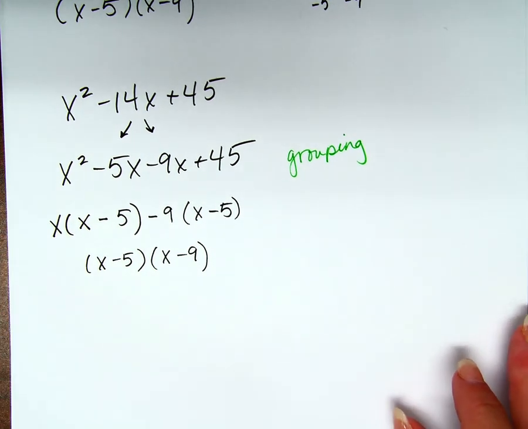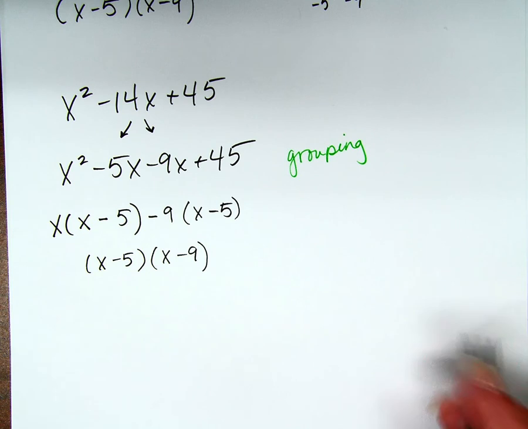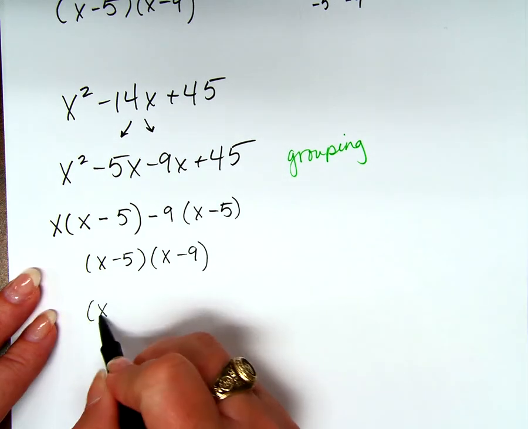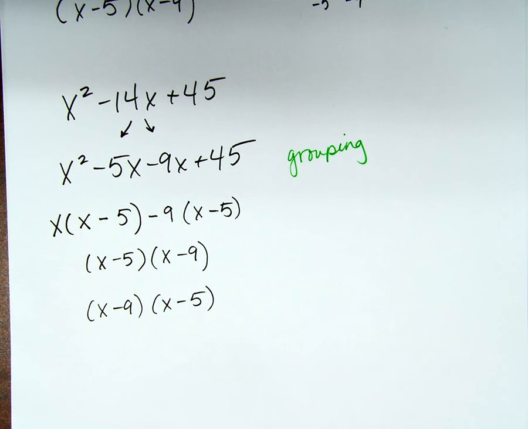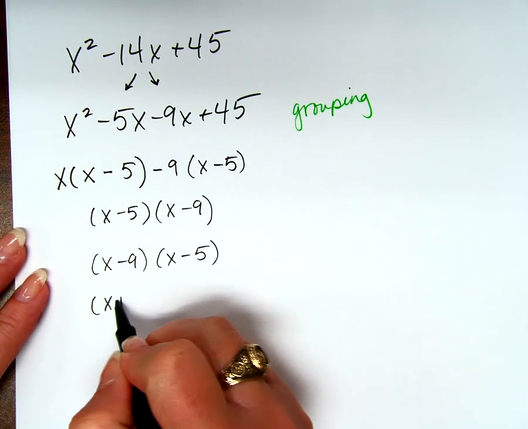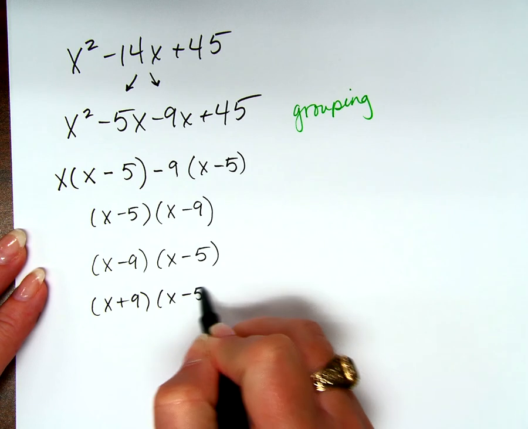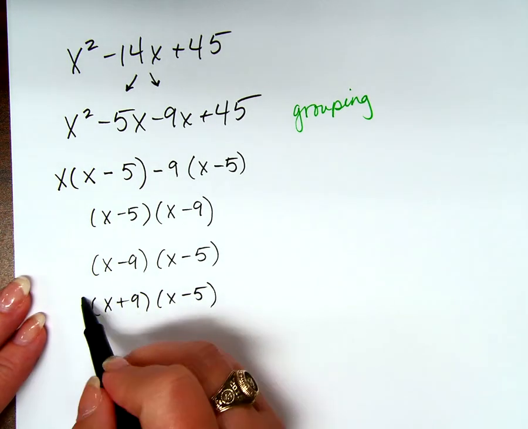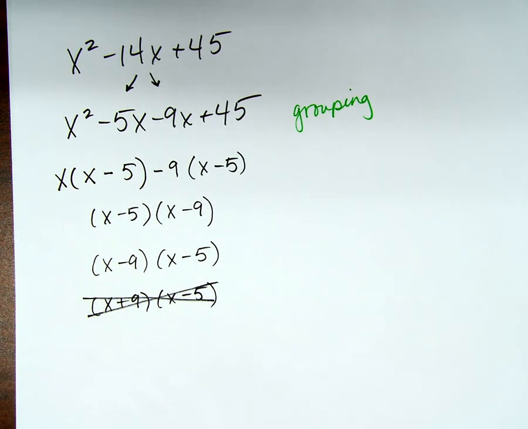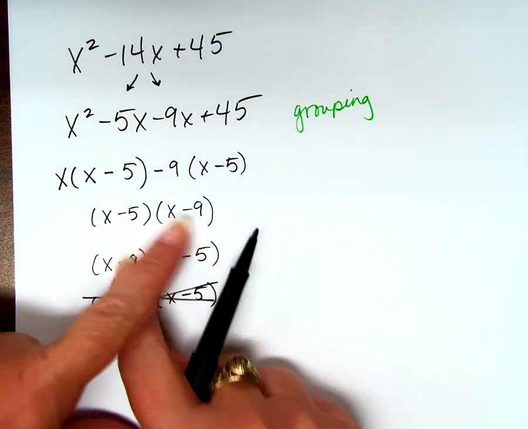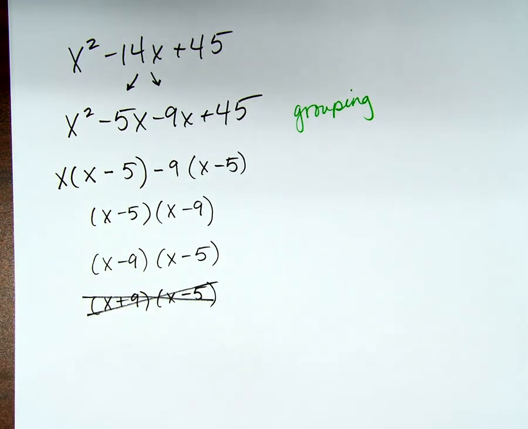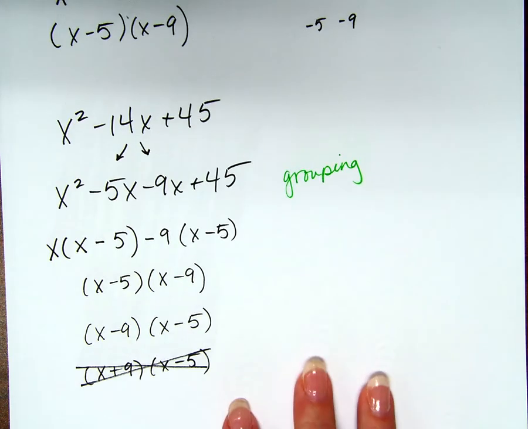Can I ask you a weird question? What if somebody wrote this as the answer? It's the same, right? You okay with that? What if somebody wrote this as the answer? This is not the same, right? We have to have our signs in the right place. But if our signs are in the right place, it doesn't matter which one of these factors comes first, does it? Because it doesn't matter what order we multiply in. You okay with that? Do you have any questions about this?